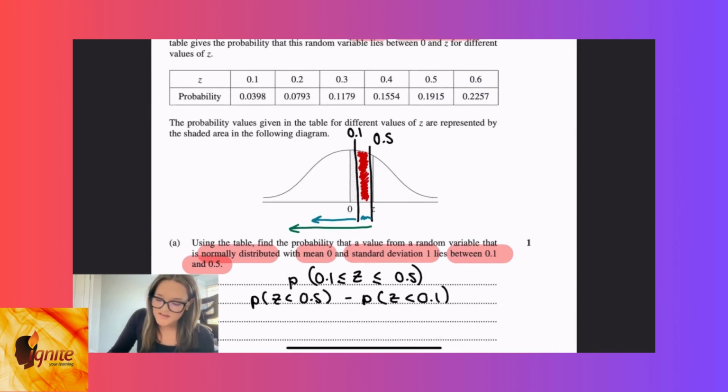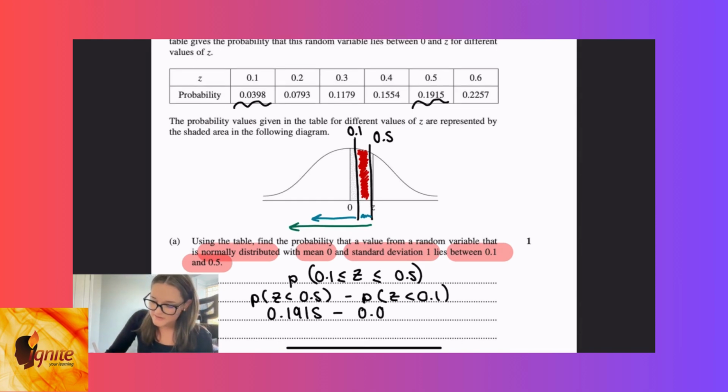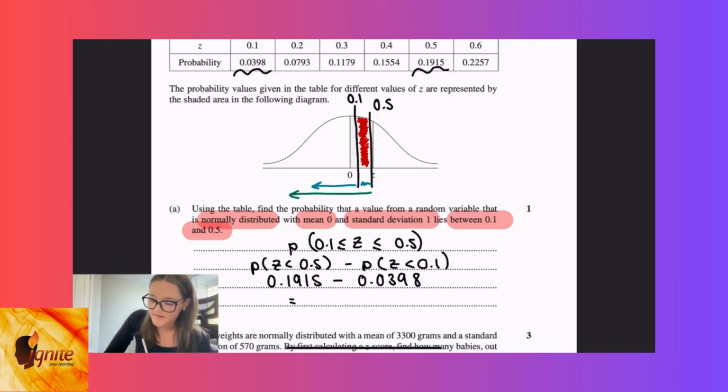The z-score table tells us that the probability that it's less than 0.5 is going to be 0.1915. So I can write 0.1915 minus my probability that the z-score is less than 0.1, which is 0.0398. Okay, popping that into your calculator, 0.1915 minus 0.0398 is equal to 0.1517. So therefore, the probability of that is going to be 15.17%.